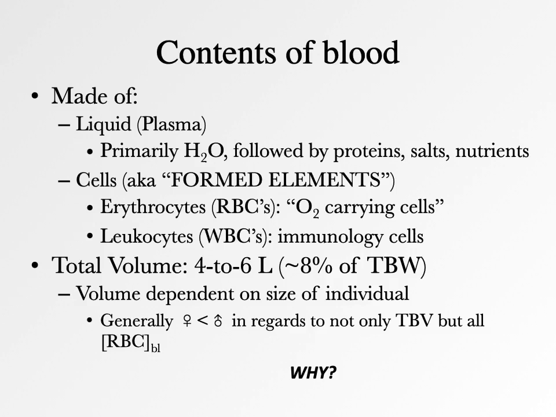Generally speaking, females will have a smaller total blood volume than males, not only in terms of the total blood volume itself, but also in terms of the actual cellular component part, in particular the erythrocytes. The principal reason for this is because females are smaller in general than males. However, if we look at equal-sized individuals, they will have equal volume of plasma and equal volume of blood.